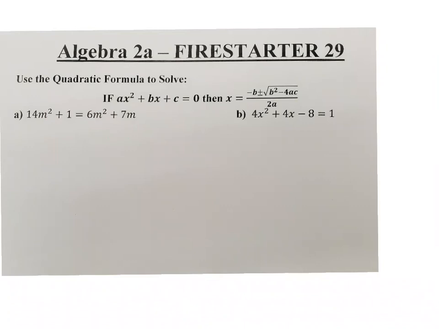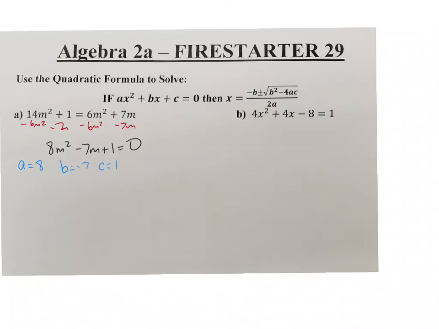Alright, last one. This concept is exactly the same. I'm going to minus 6m squared from both sides. Minus 7m from both sides. I end up with 8m squared minus 7m plus 1 equals 0. I don't know why I wrote x equals. Do not write x equals there. That doesn't make any sense. I was thinking ahead. A equals 8. B equals negative 7. C equals 1.